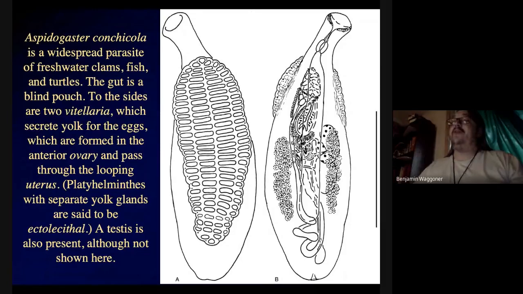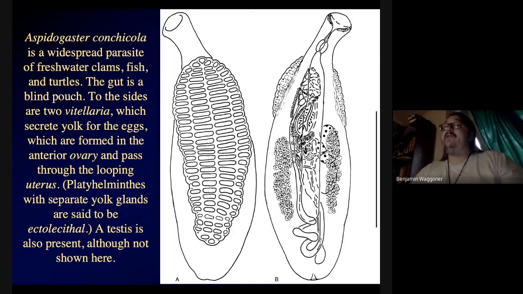This parasitizes a lot of different clam species and is sometimes also found in turtles and fish. So there you've got the idea that these are not very tightly adapted to any one particular host. So they're not very good at this parasite thing just yet.